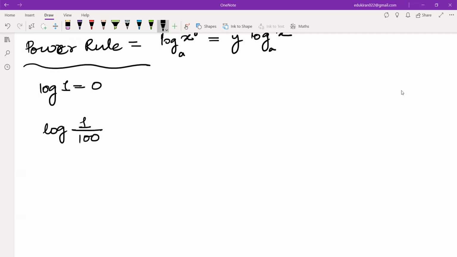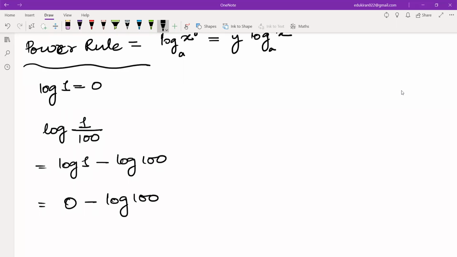So if I have something like log of 1 upon 100, I can write this as log of 1 minus log of 100. Yes or no? Yes, sir. Okay. By the quotient rule, we can write it like this. Now log of 1 is equal to 0, minus log of 100. Yes or no? Now I can say that this is equal to minus log of 100. Yes or no?